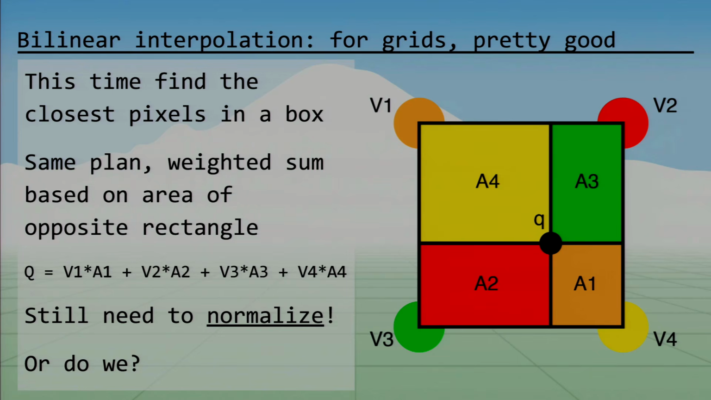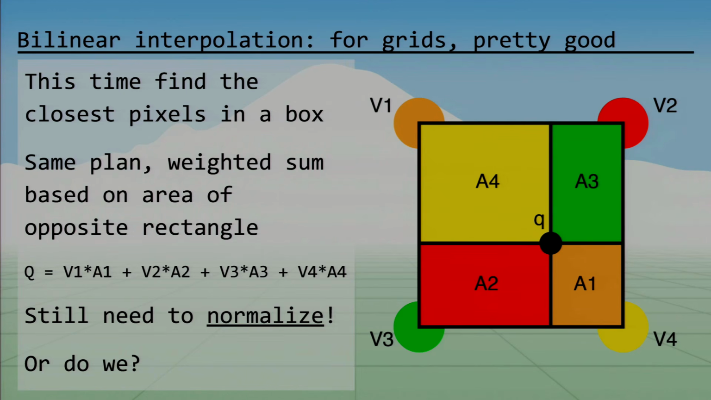So again, we have this same kind of plan where the amount that pixel V1 will contribute to this interpolated value is weighted by the area of box A1. The amount that V3 is going to contribute is weighted by A3, et cetera. And we still need to normalize these areas. Now for images, we're generally in a pretty good situation because we think about pixels as being basically one distance apart. So the sum of all of these areas is already going to be 1. Basically, the area of one of these large pixel boxes is 1. So we don't actually have to divide by 1. That doesn't do anything. So that's nice.